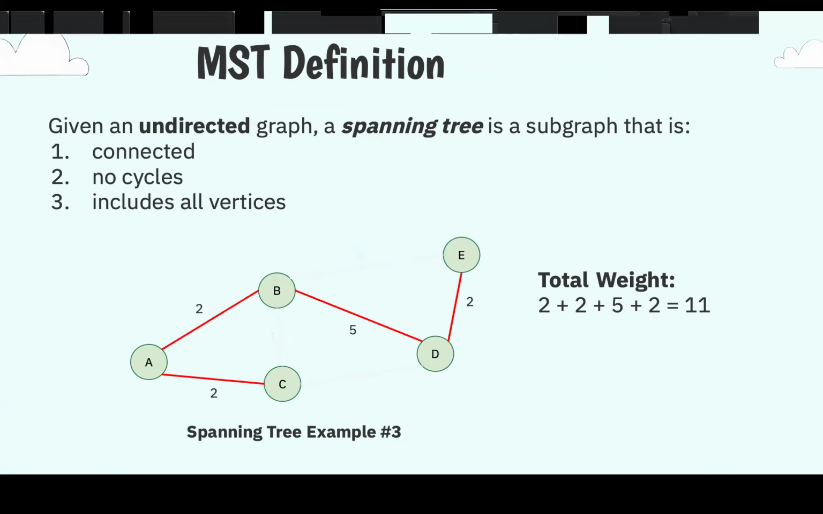Okay. And then just to kind of beat it into your brain, here's another example of this spanning tree. But now the total weight is 11.